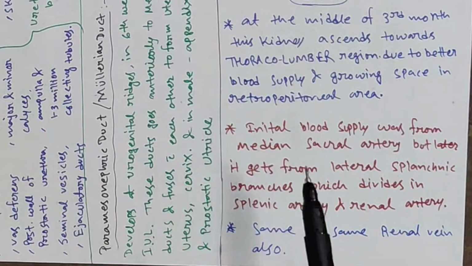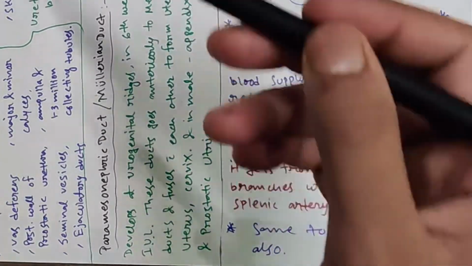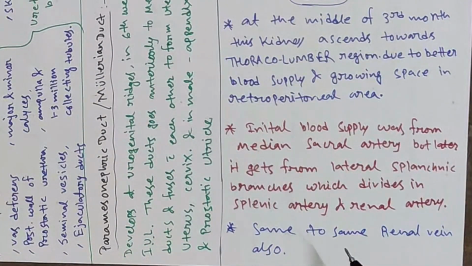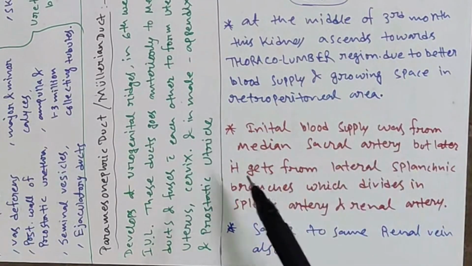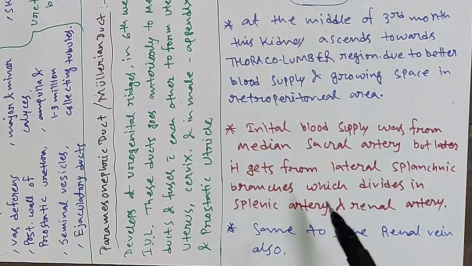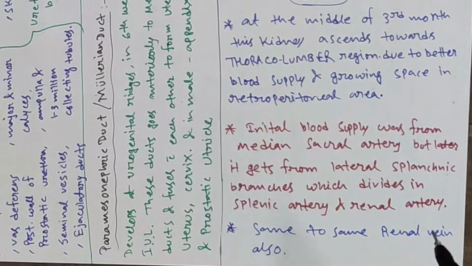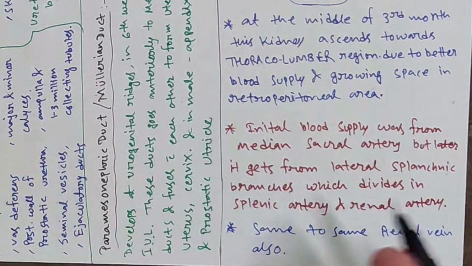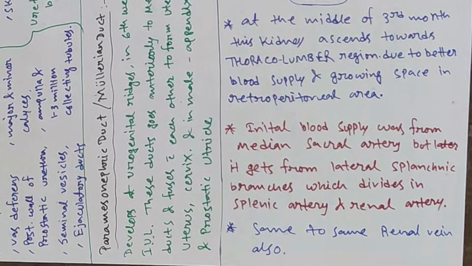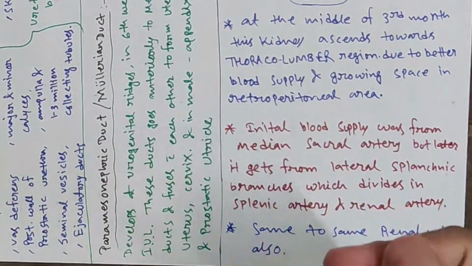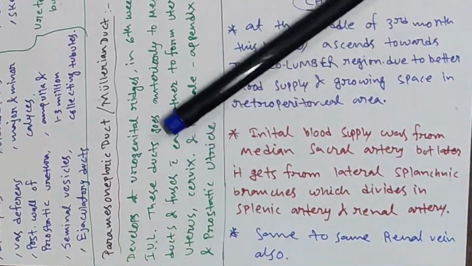Initially the blood supply was from the median sacral artery, but when it goes to the thoracolumbar region, it gets its blood supply from the lateral splanchnic branches, which ultimately give rise to the renal artery. These things occur on both sides, right and left. So this is the overall development of the kidney. I hope you understand, and see you in the next video. Till then, bye.